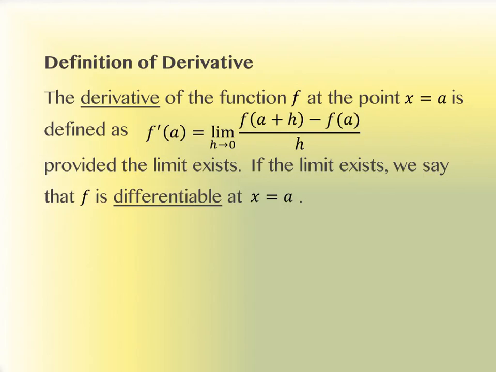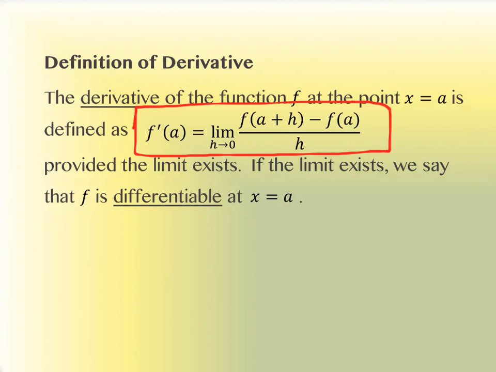So the derivative of a function, f, at the point x equals a, is defined to be, so this is our definition, f prime of a equals the limit as h approaches 0 of f of a plus h minus f of a over h. Does that look familiar? I hope so, because if you did your homework, it should.